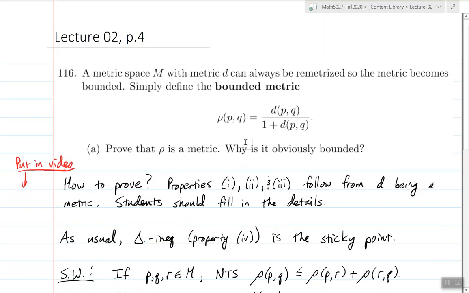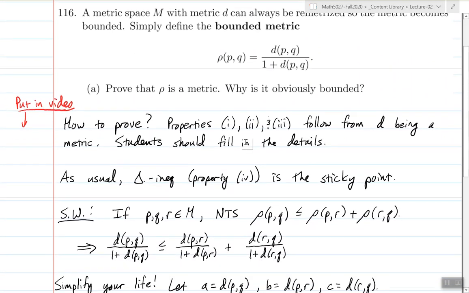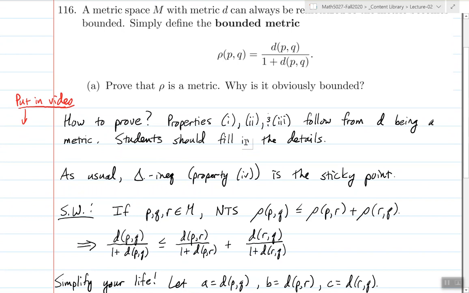All right, now a metric space with metric D can always be remetrized so that the metric becomes bounded. So simply define the bounded metric in this way. So there's this example here, and you're supposed to prove this is a metric. The idea here is D is already a metric. If you define rho, that's the Greek letter rho, in the following way, you're actually defining a new metric on M, and it's a bounded metric, right?